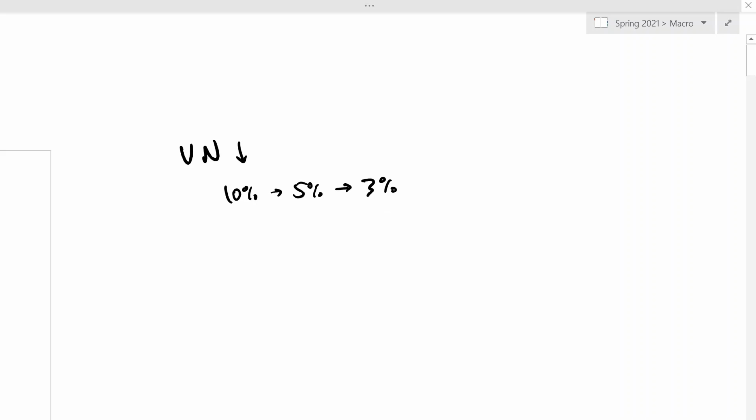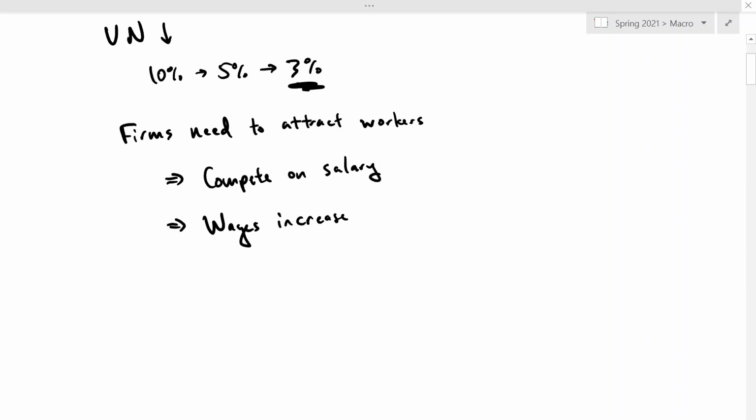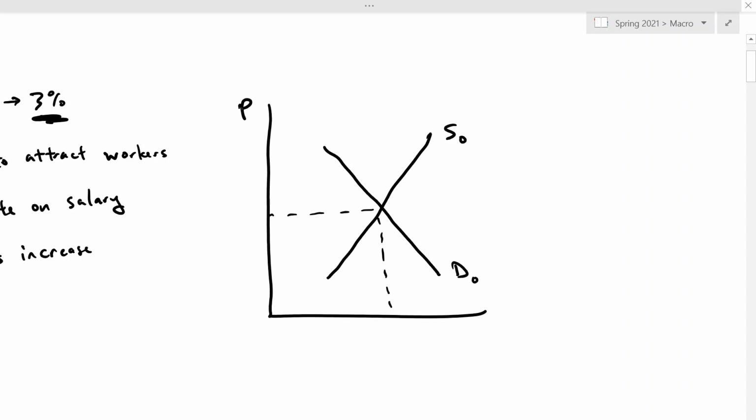When the unemployment rate is low, how do firms attract workers? If firms need to attract workers, and the economy is doing well, and the unemployment rate is really low, the only way to do that is they're going to have to compete on salary. So with very low unemployment rates, wages increase. And let's even go back a little further. What happens in the market for goods in the economy? S0, D0, equilibrium price P star 0, Q star 0.